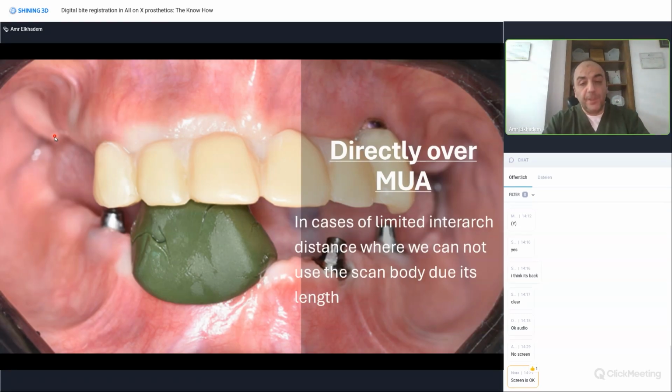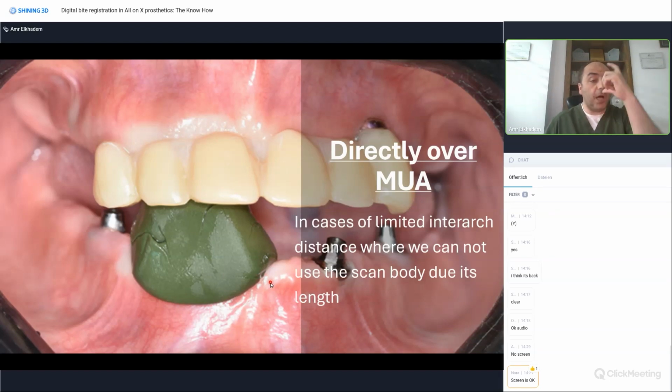The third way to do it is if I'm having a case like this, the space is very limited and the scan bodies are a little bit high, we can use the multi-unit abutment itself as a holder for the deprogrammer. So what we do now is that we just soften the green stick compound in the warm bath, adapt it over one of the multi-units, flatten the top, and ask the patient to bite.